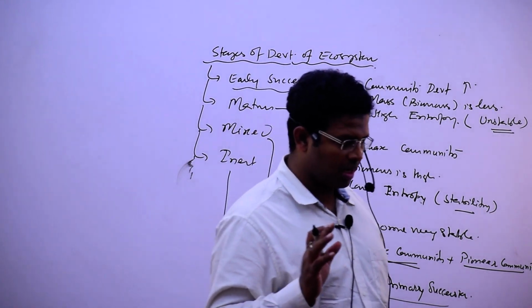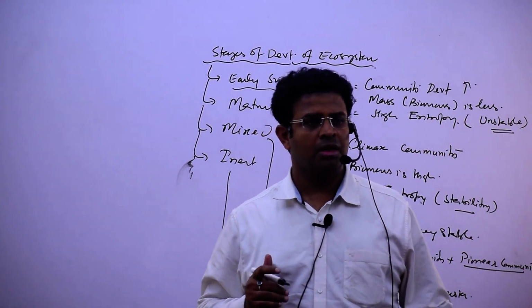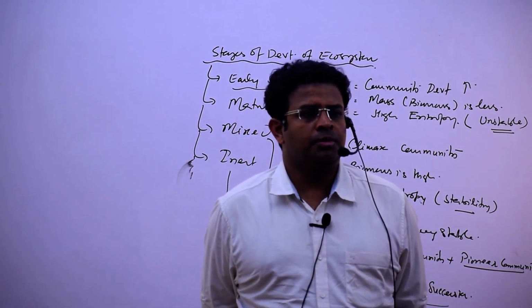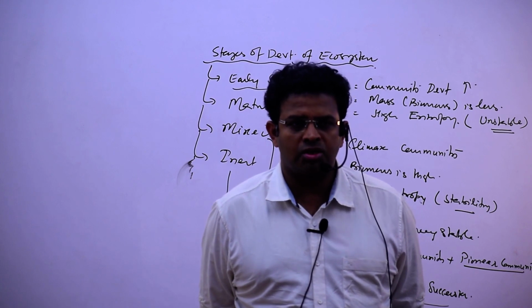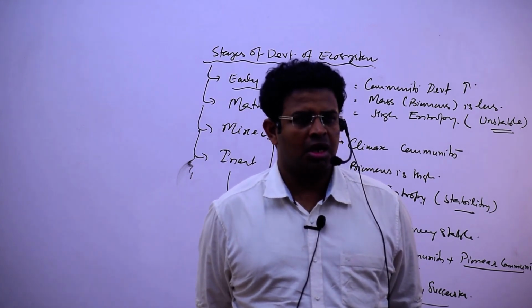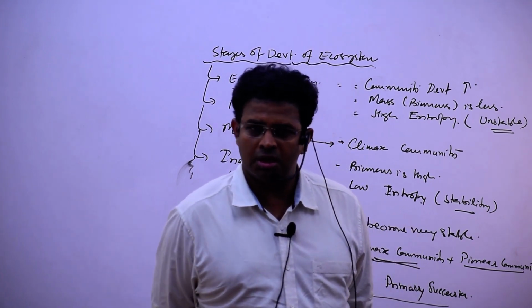So the stages of development for the ecosystem: first is early succession, second one is mature, third one is mixed, and fourth one is inert. ध्यान में रखेंगे, stages of development.